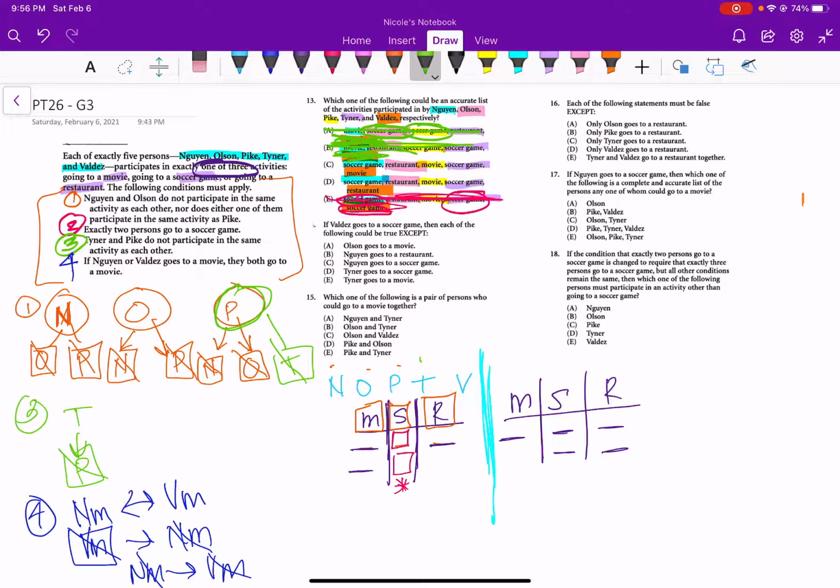And then our last rule, number 4, is that if N or V goes to a movie, the other has to go. So N, so we're going to see V. Here we go. So we have V going to a movie, but we don't have N going to a movie, and that's a problem. So I'm going to cross that off. And so our answer choice is going to be D.